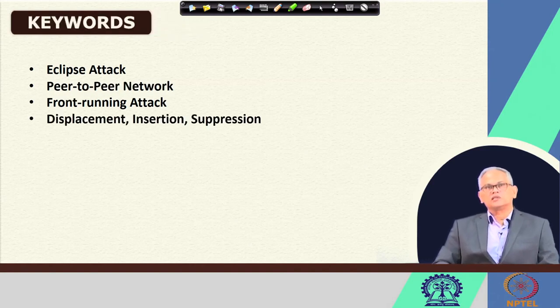And of course, other than eclipse attack and front running attack as the keywords, we also have these two other keywords like peer to peer network, which will show that it is something of importance in the context of eclipse attacks. And for front running attacks, we will talk about different types of front running attacks, which we denote as displacement, insertion and suppression.